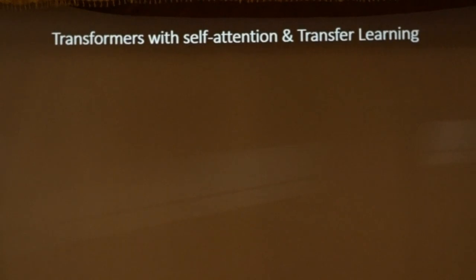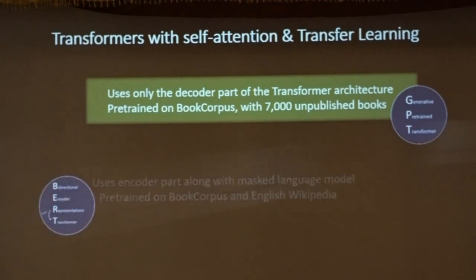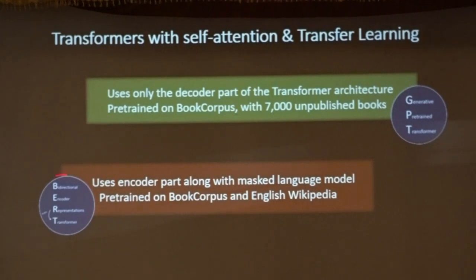Let's have a look at the different transformers with self-attention and transfer learning. Mainly there are 2 models. One is GPT, generative pre-trained transformers. They use the decoder part of the transformer. It's an overview I'm giving. In the next lecture session on LLMs, I'm going to talk about GPT. And another transformer with self-attention and transfer learning is BERT, bidirectional encoder representations from transformers, which will be the first lecture in tomorrow's session. Did you understand the basics of these 2? Fine. So both are transformers with self-attention and transfer learning.